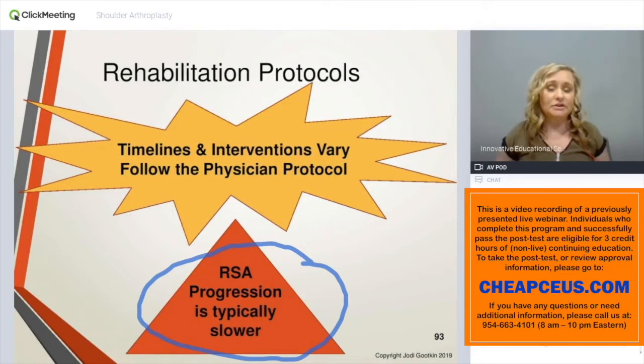It is by no means meant to supersede the protocol the physician provides you. It just gives us a starting point to have a discussion about some considerations you should have during the different phases of rehab.